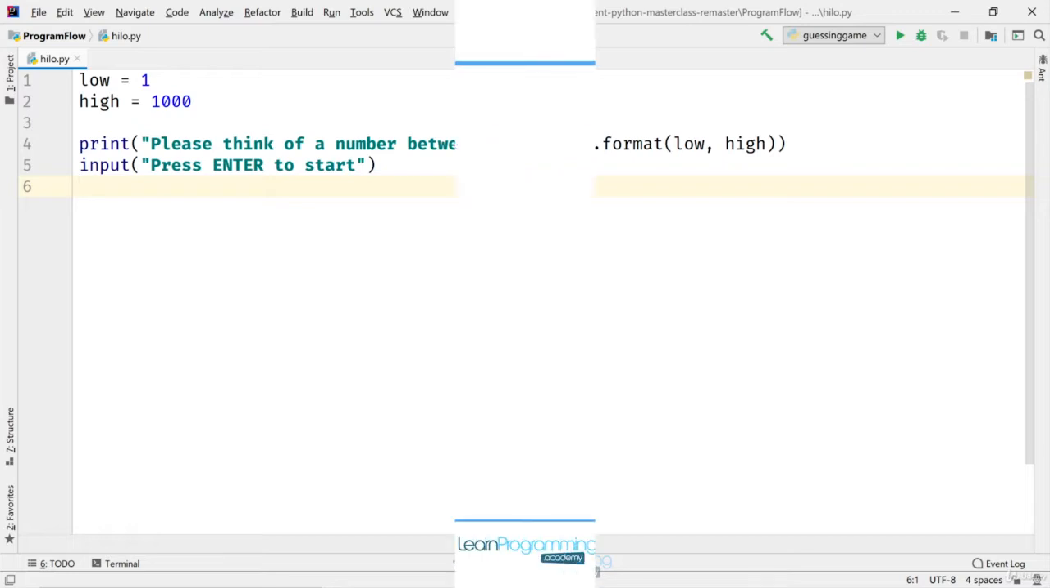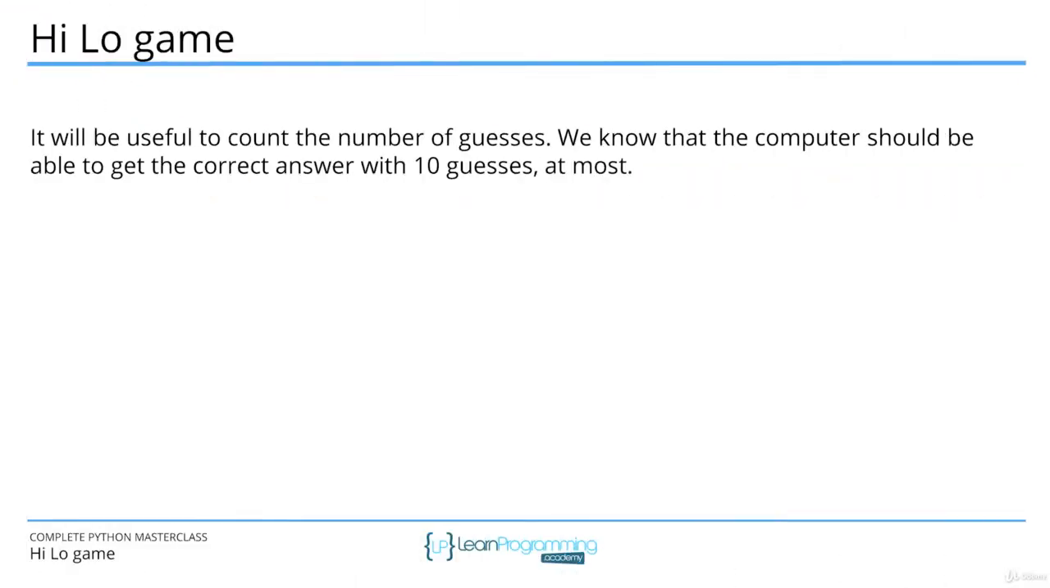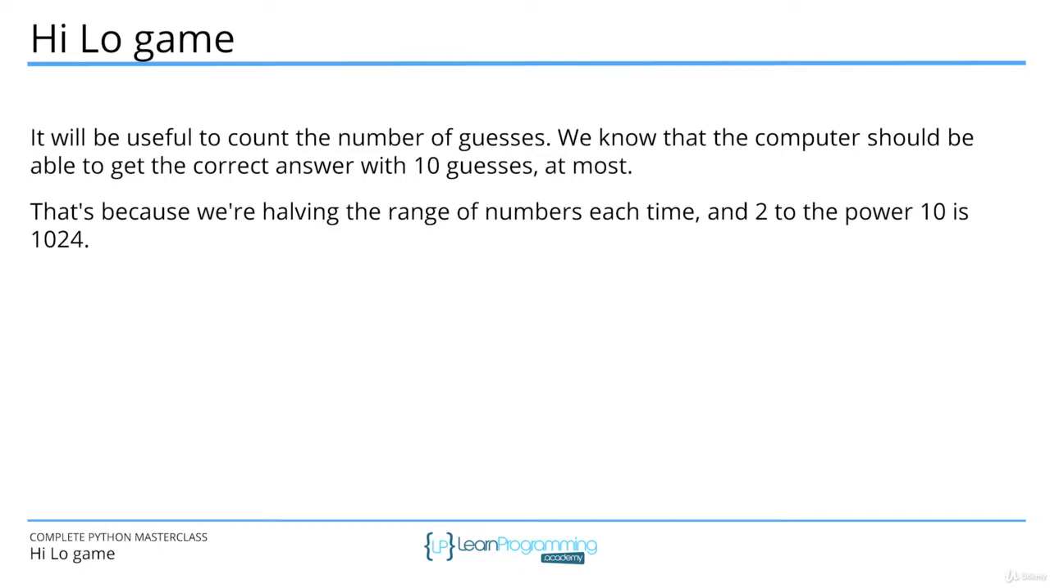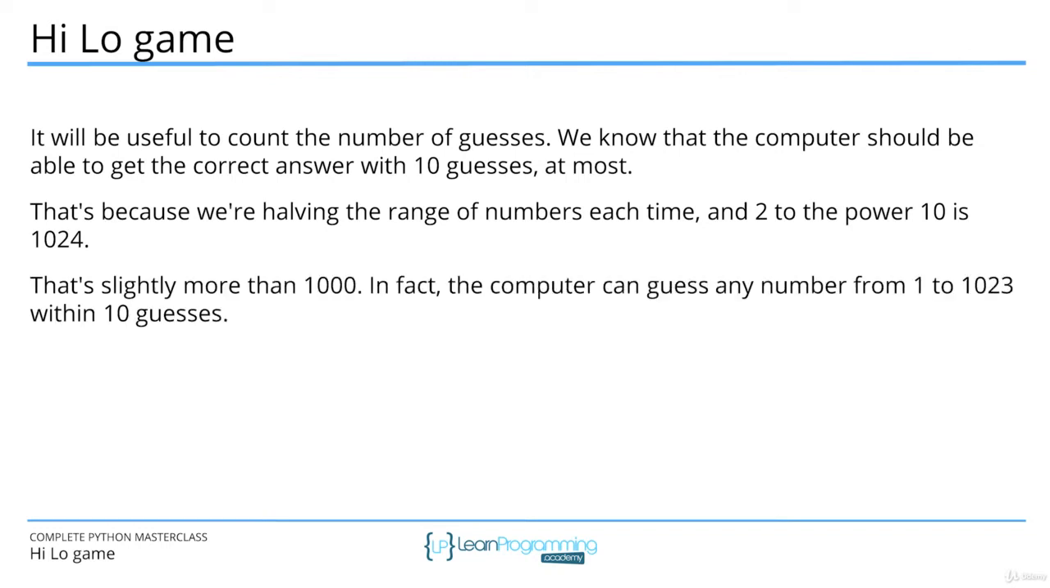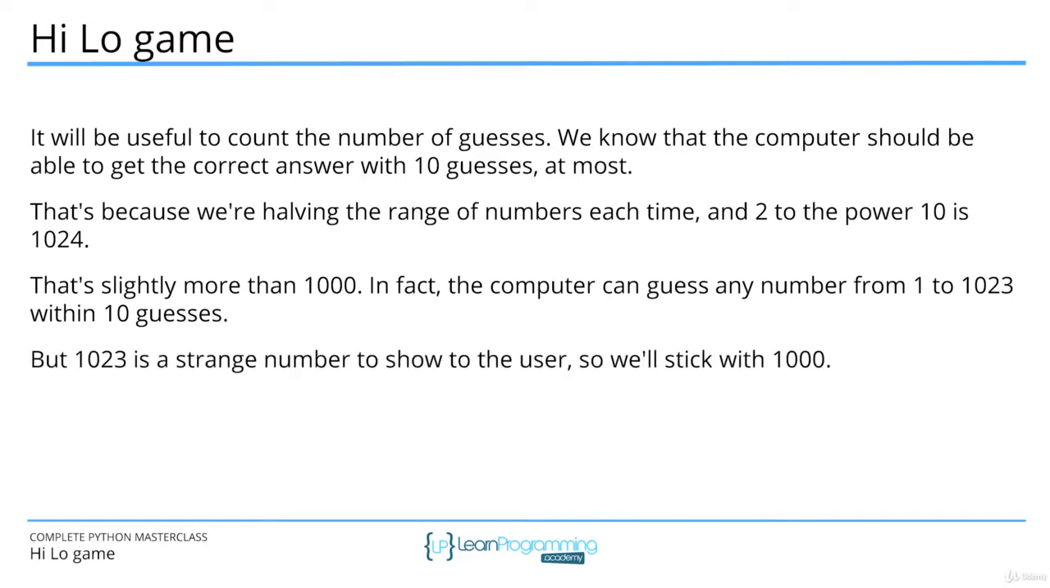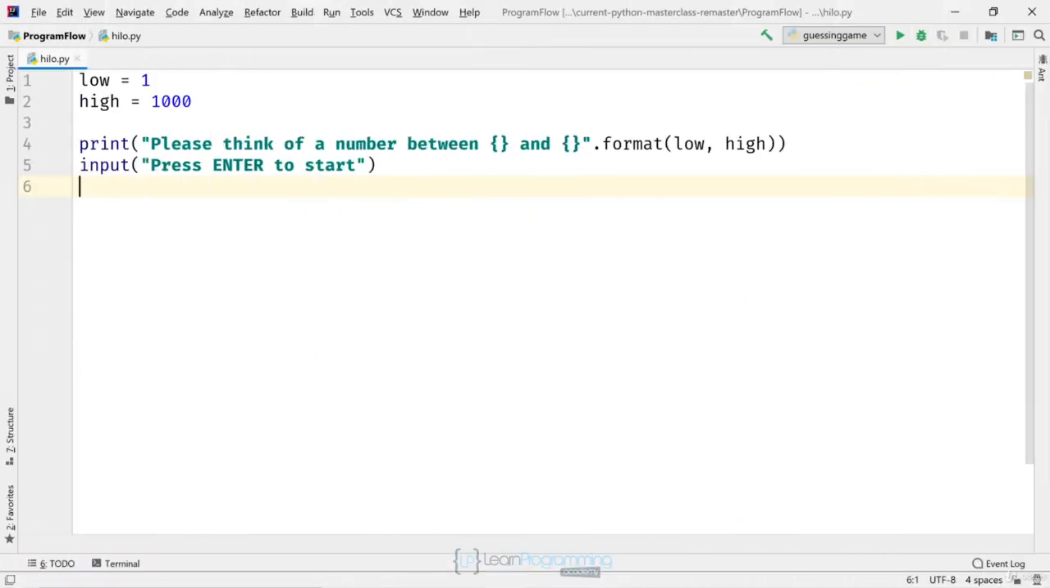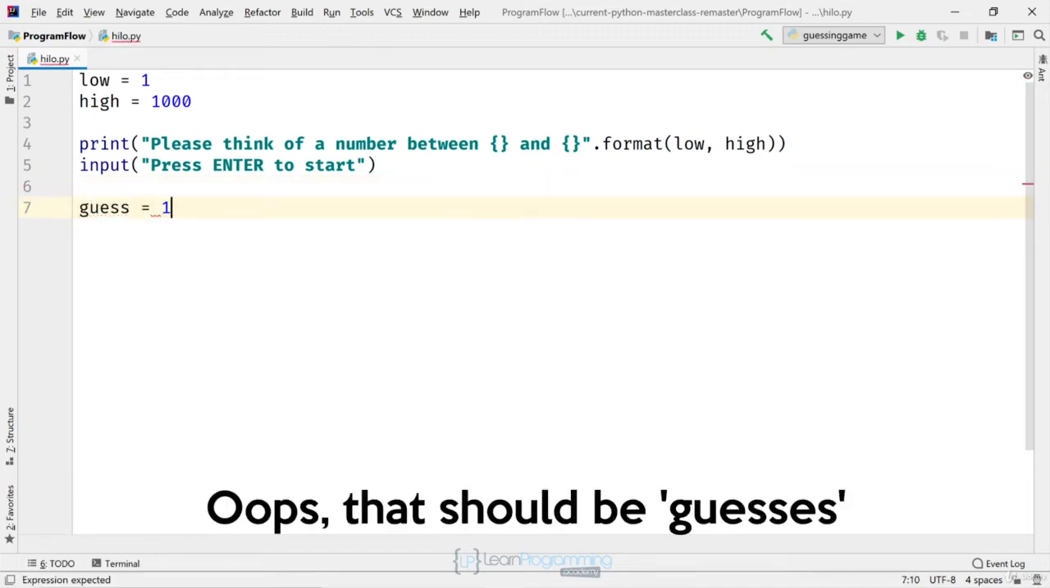It will be useful to count the number of guesses. We know that the computer should be able to get the correct answer with 10 guesses at most. And that's because we're halving the range of numbers each time, and 2 to the power of 10 is 1024. So that's slightly more than 1000. In fact, the computer can guess any number from 1 to 1023 within 10 guesses. But 1023 is a strange number to show to the user. That's why we're sticking with 1000. Alright, so we need a variable now to store the number of guesses. So on line 7, I'll type guesses equals 1.